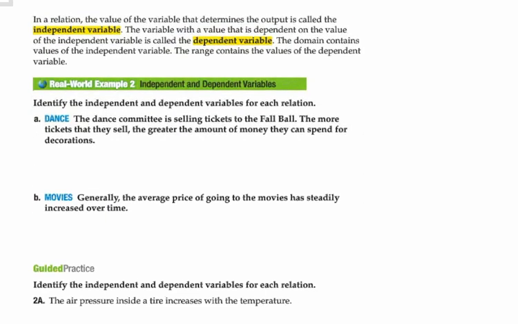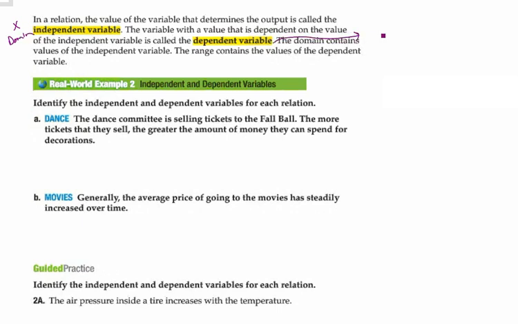Okay, I brought up the independent and the dependent values. Looking at this next section, it says in a relation, the value of the variable that determines the output is called the independent variable. The variable with the value that is dependent on the value of the independent variable is called the dependent variable. Domain contains the values of the independent variable. Range contains the values of the dependent. So very wordy, but what that means is that independent deals with X, deals with domain.